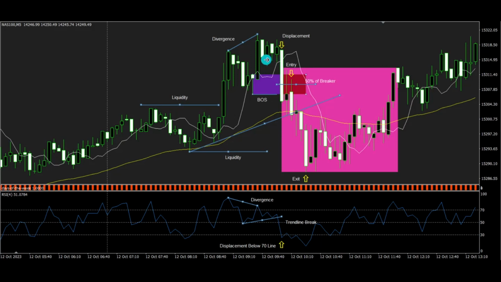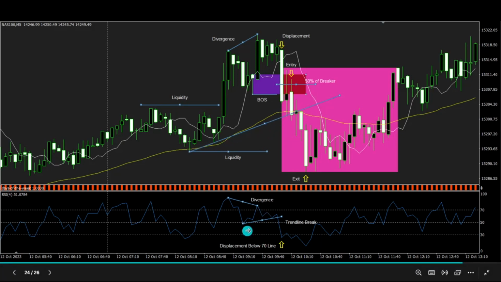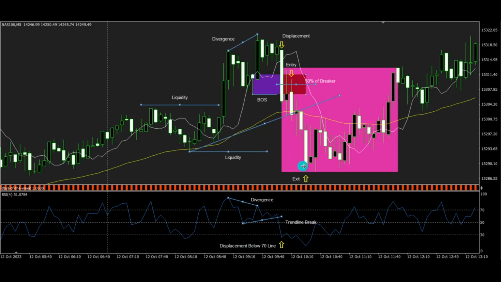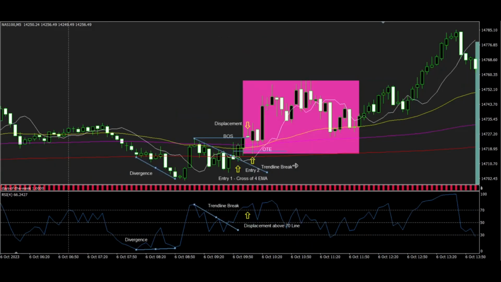However, when you see a move this big, you want to wait for some type of retracement, and then we have our entry, retracement back into 50% of this breaker. Then there is a down move and price eventually breaks a trend line in price, but the trend line in the RSI had already been broken. Your exit would have been after liquidity was taken.